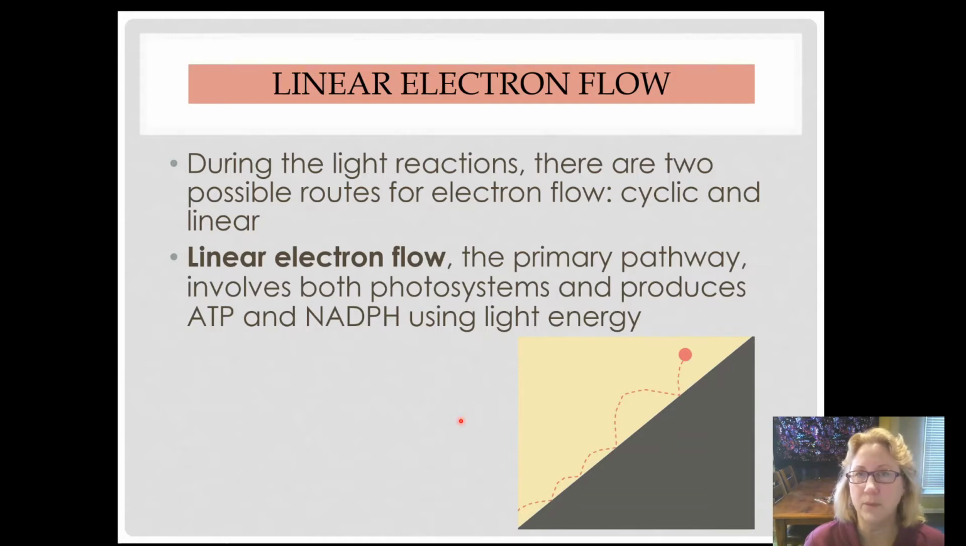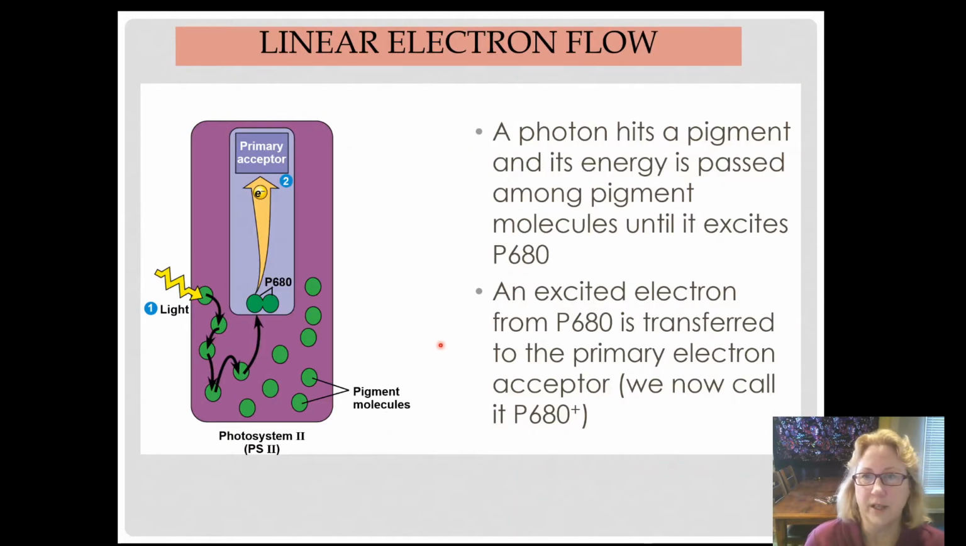One is they can be used directly to make ATP using an electron transport chain, very similar to what happened in respiration. The other thing they can be used to do is to reduce carbon dioxide to sugar, and both of those things are going to happen. So for the linear electron flow, we're going to use an electron transport chain.